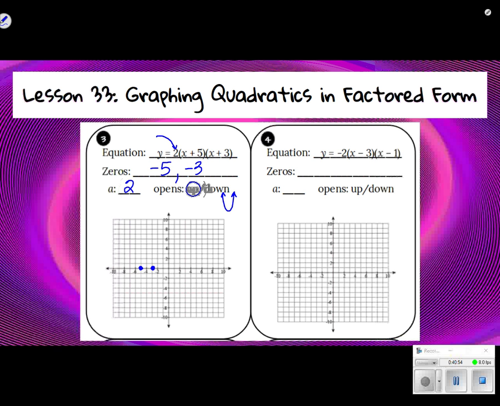Alright, so what we're going to do, I'm going to plug in -4. -4 is going to give me my vertex. So 2 times -4 plus 5, -4 plus 3. So 2 times 1, -4 plus 3 is -1. So 2 times 1 is 2. 2 times -1 is -2.